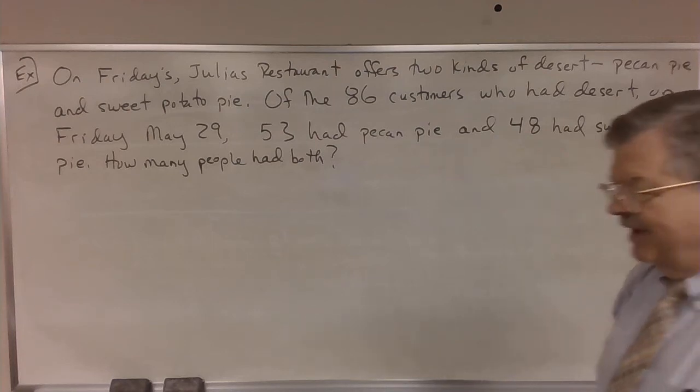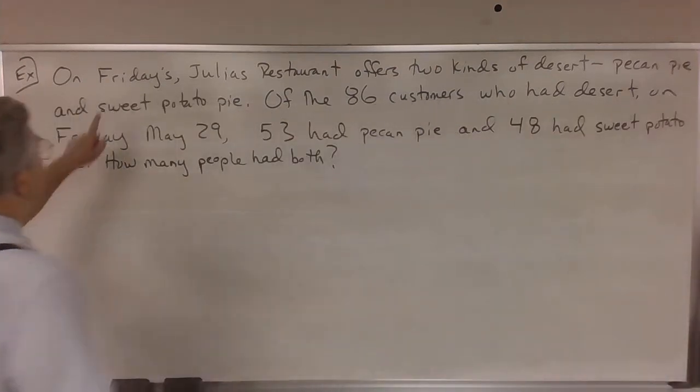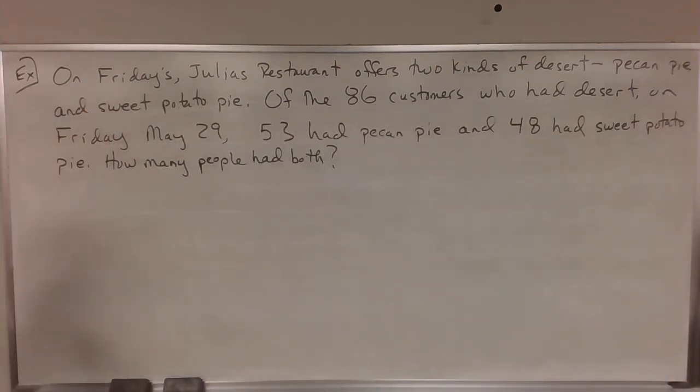Here's our exercise. On Fridays, Julia's restaurant offers two kinds of dessert, pecan pie and sweet potato pie. Of the 86 customers who had dessert on Friday, May 29th, 53 had pecan pie and 48 had sweet potato pie. So our question is, how many people had both?